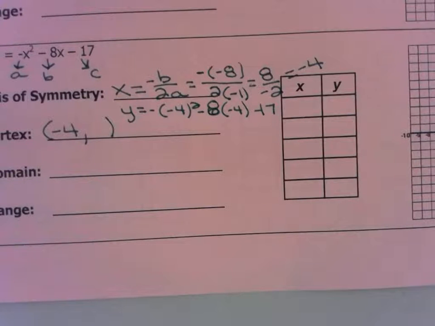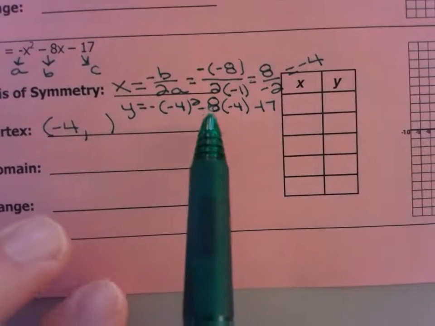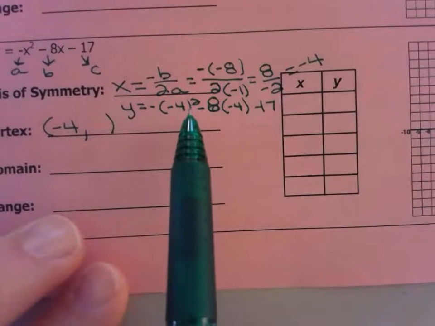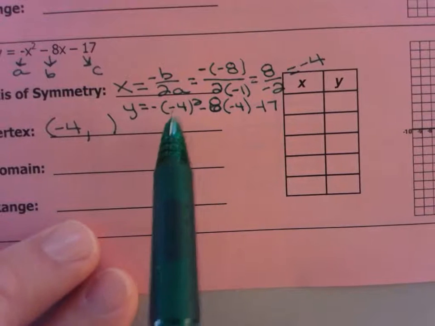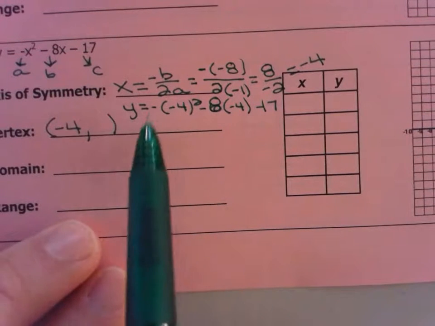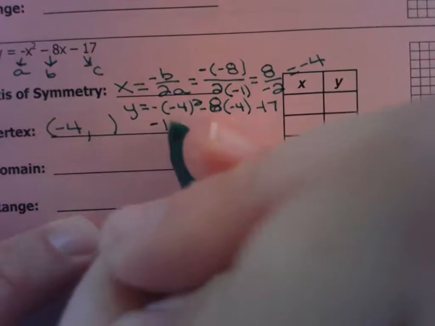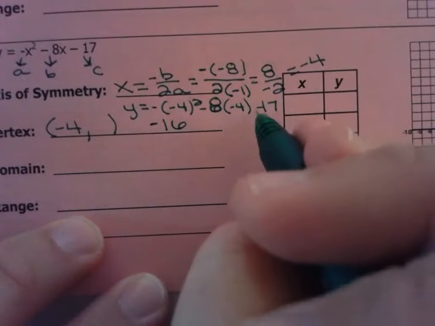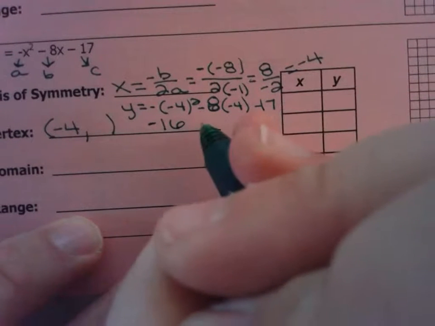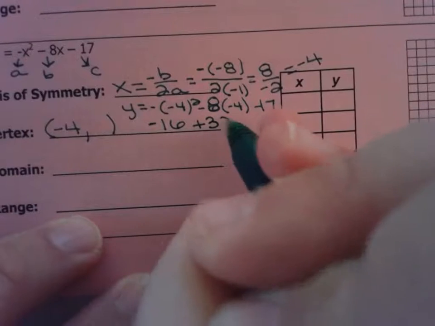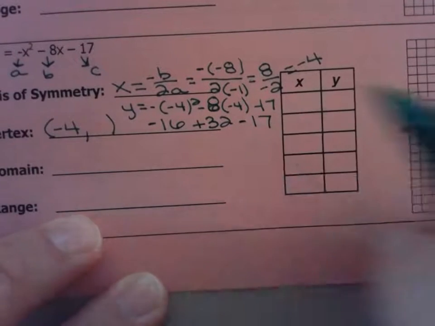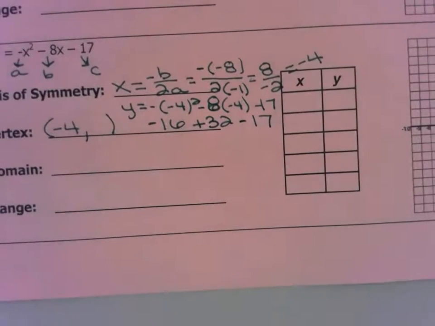If you're not good with negatives, use a calculator. I do not care. Negative 4 squared, minus 17? Yep, minus 17 at the end. Negative 4 squared plus the negative in front makes it negative 16. Negative 8 times negative 4 is positive 32. And then minus 17. And just plug those numbers in there. So negative 16 plus 32.